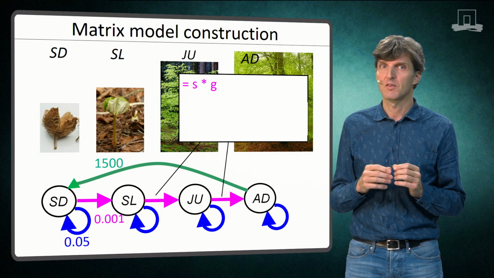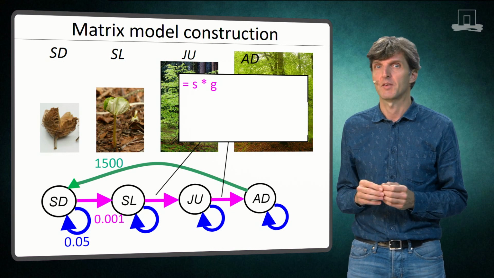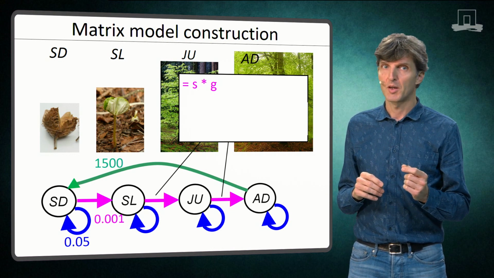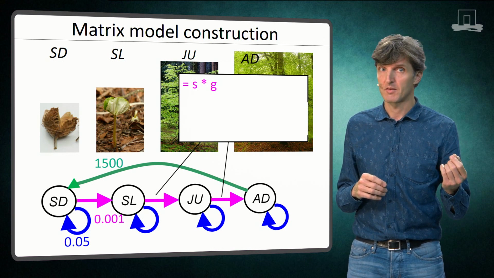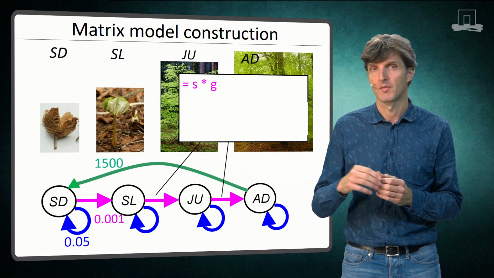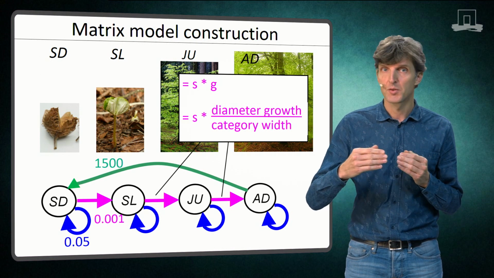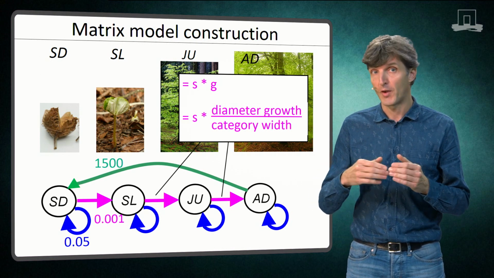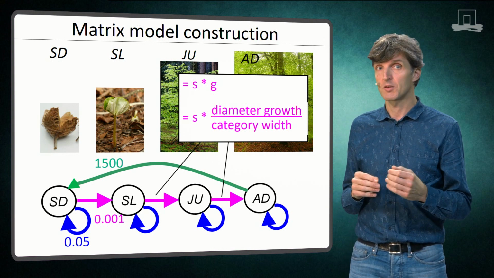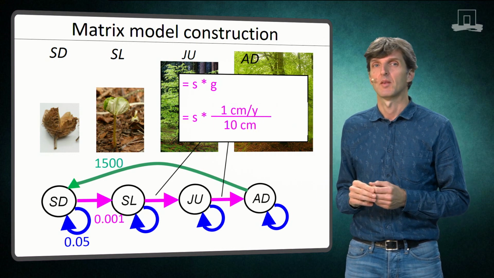Calculating the pink transitions from seedlings to juveniles and from juveniles to adults is a bit more complex, as they combine survival and growth. We calculate those by multiplying survival probability, S, with the probability of a surviving individual to move to the next class, G. The probability G depends on the time needed to move through that category, so it depends on how fast individuals grow and how wide the category is. So probability G is the ratio of diameter growth rate and the width of the category.